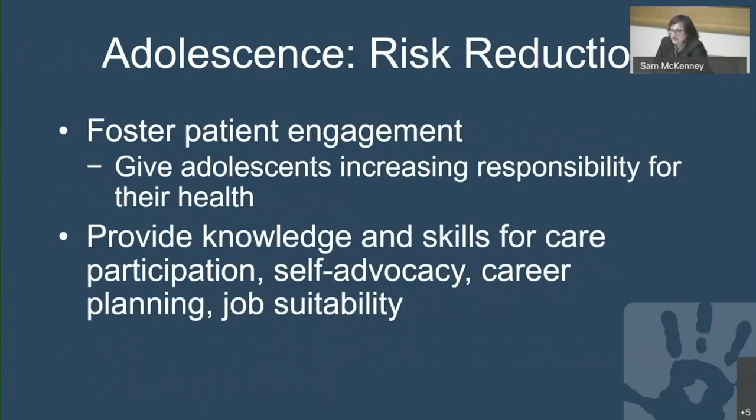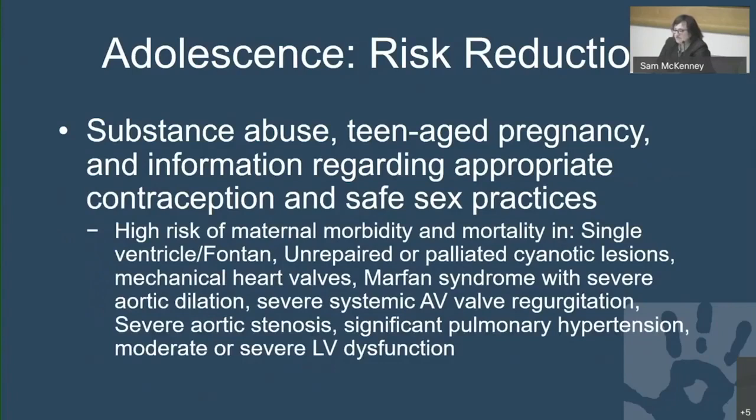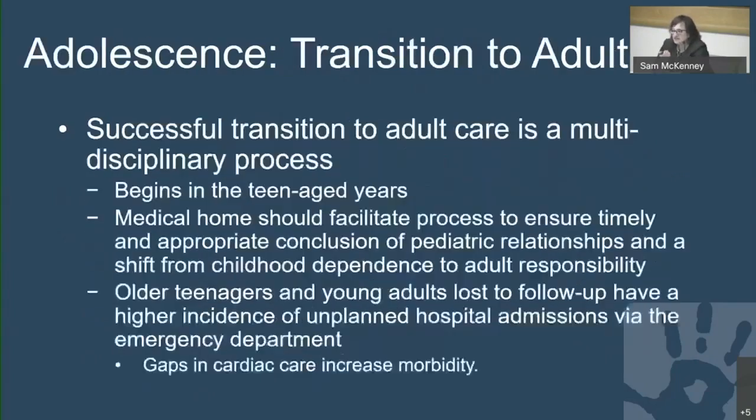Adolescence is a time where there's a need for risk assessment and risk reduction, again, similar to the general population, engaging the child or the adolescents in increasing responsibility for their own health, healthcare participation, self-advocacy, some of the same things that are faced by any adolescent. Same thing, risks that occur in teenagers without congenital heart disease occur in teenagers with congenital heart disease as well, and the primary care provider can provide a role in counseling of these young adults.